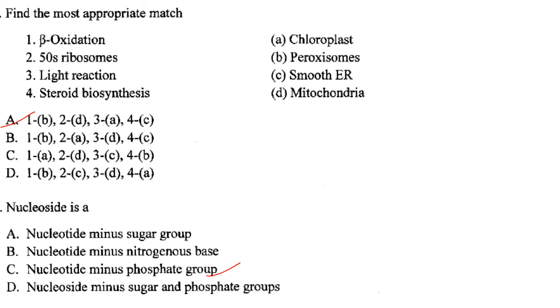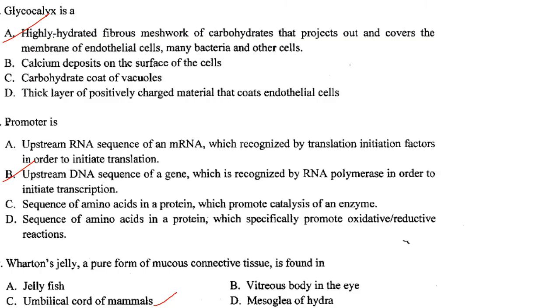Then nucleoside. Nucleoside is nucleotide minus phosphate group. Answer is option C. Then next one. Glycocalyx. It is highly hydrated fibrous network of carbohydrate that projects out and covers the membrane of endothelial cells, many bacteria and other cells. Answer is option A. Then promoter is. It is upstream DNA sequence of a gene which is recognized by RNA polymerase in order to initiate transcription. Answer is option B.